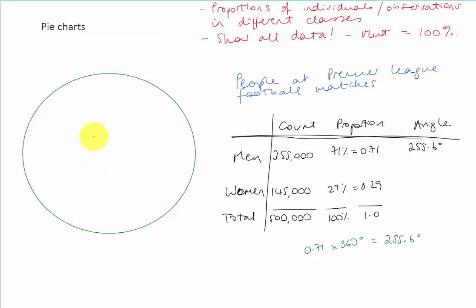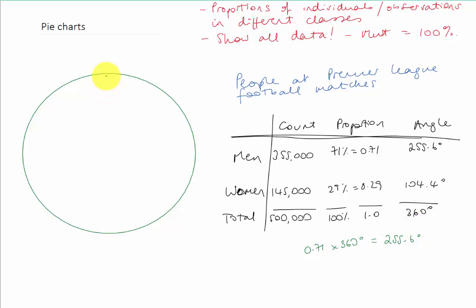So that tells us the angle of the two lines that are going to define that part of the pie chart. And then the same thing for the women. 0.29 times 360 degrees is 104.4 degrees. And so those add up to 360 degrees. Alright, so now we have to put those onto our chart.